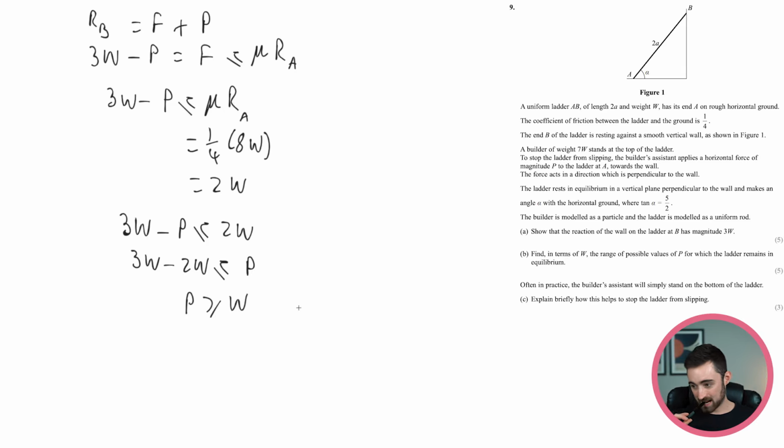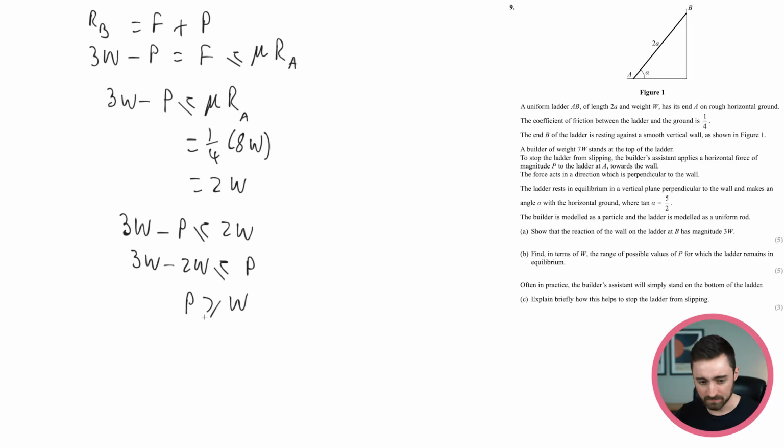Now, I don't think that's enough, because this is saying that P can be however big it wants, okay? So let's imagine, right, that this builder's assistant is hench. He's got some force, and he's pushing it so hard, right?